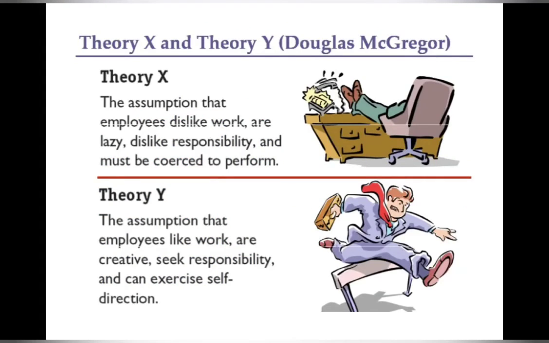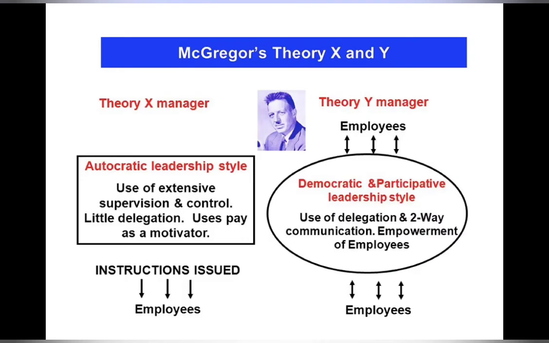Theory X assumes that employees dislike work, are lazy, dislike responsibility, and must be coerced to perform, or must be pressurized and forced to perform some work. And then Theory Y. He assumed that employees like work, are creative, seek responsibility, and can exercise self direction. So, how did he relate that to motivation?